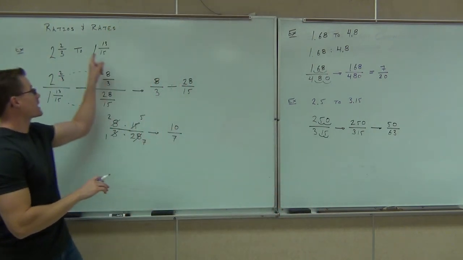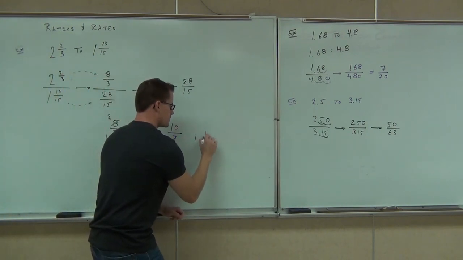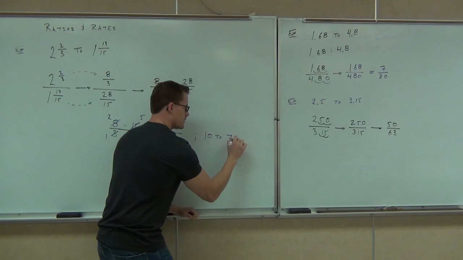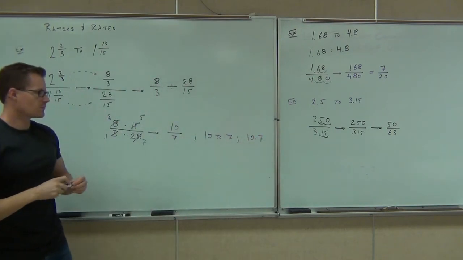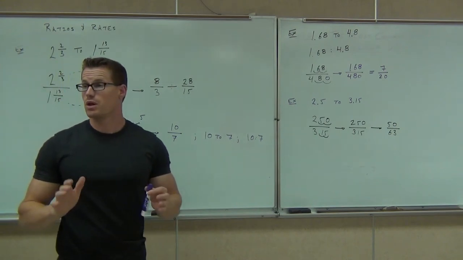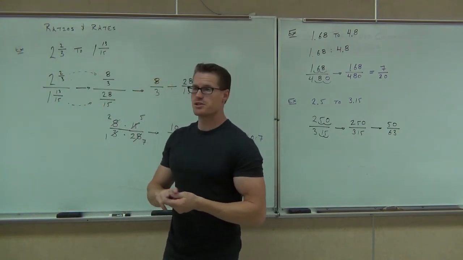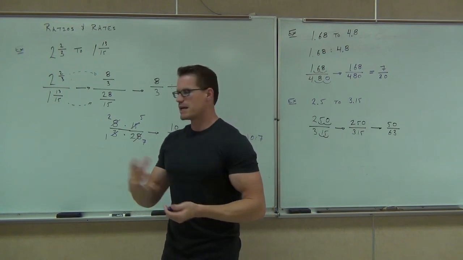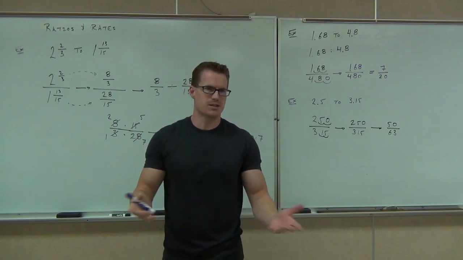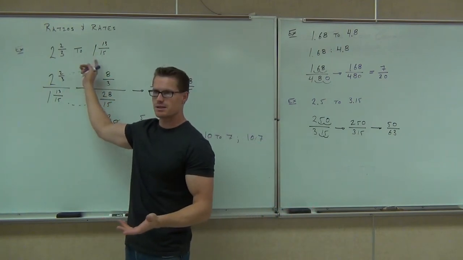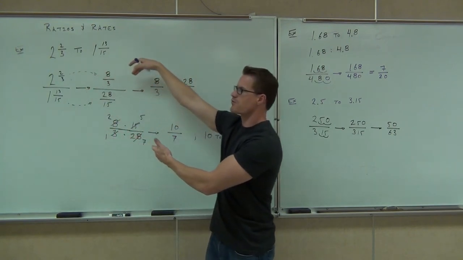Could you also write it back in this format? Yeah. Sure. This would be the same thing as 10 to 7. It's a way to make our ratios look a whole lot better, because if you walk up to someone and go, oh yeah, you're 2 2/3 to 1 13/15, they're going to go, what? But if you go 10 to 7, they're like, oh yeah, okay. 10 of these parts to every 7 of those parts. That makes a whole lot more sense than doing it this way, doesn't it? So we can simplify our ratios a whole lot by just using a little bit of fraction knowledge.